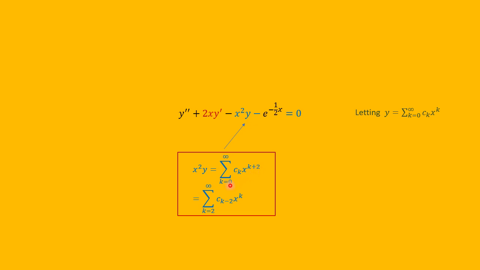Now we will re-index this. Instead of letting k go from 0 to infinity, let the sum go from 2 to infinity, and we'll replace all the k's with k minus 2's. So this k becomes k minus 2. Up here, this exponent k plus 2 just becomes k.